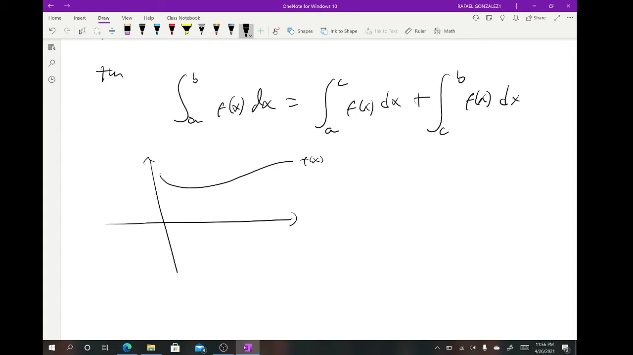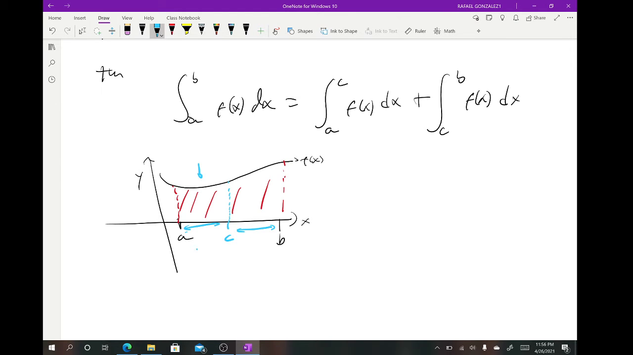Right, this is f of x and y. Let's say this is A, this is B. And we were looking at this area right here, right? And what this is saying is that if you pick some value C in the middle, then you could look first at this piece, which has length AC, and this interval AC and this interval CB.